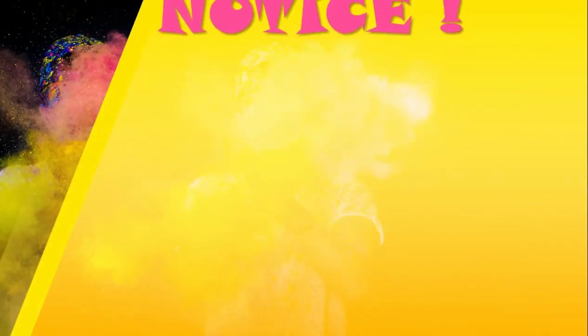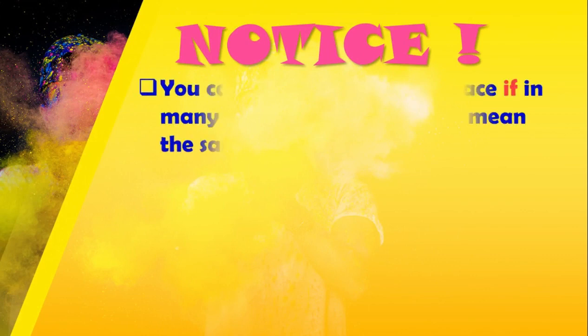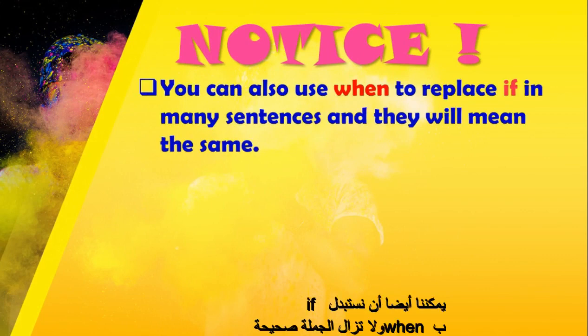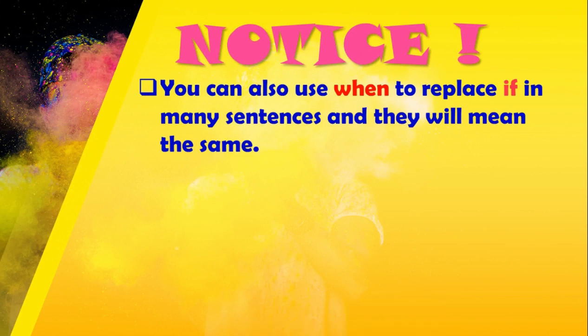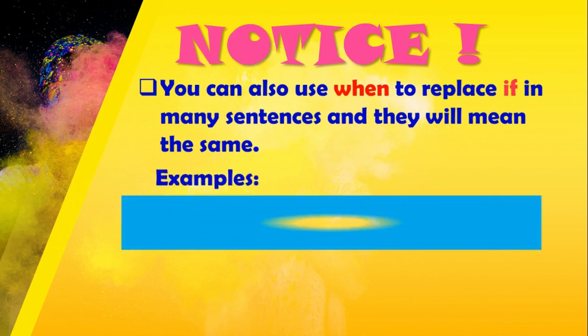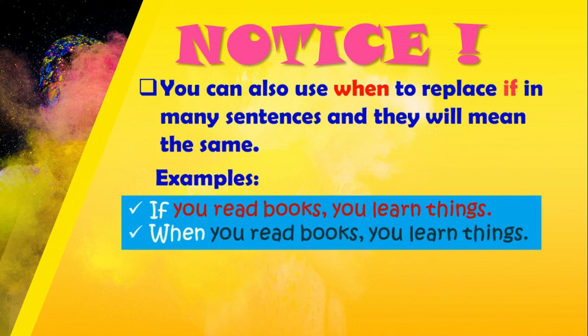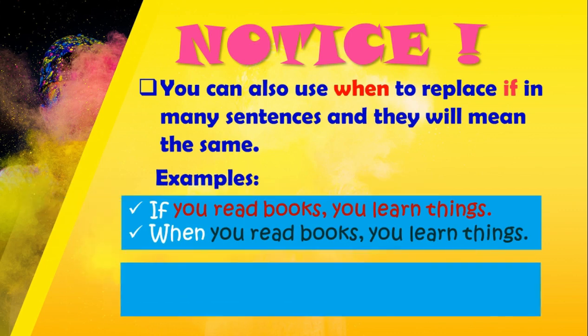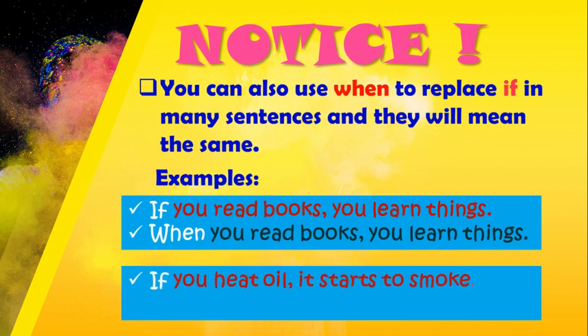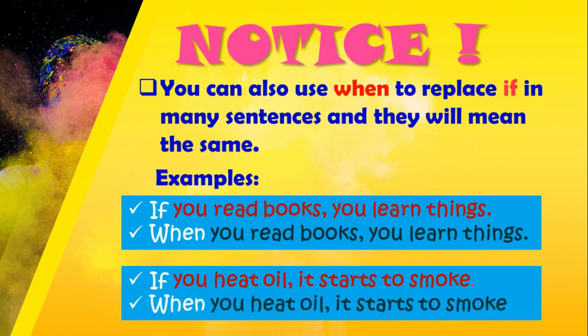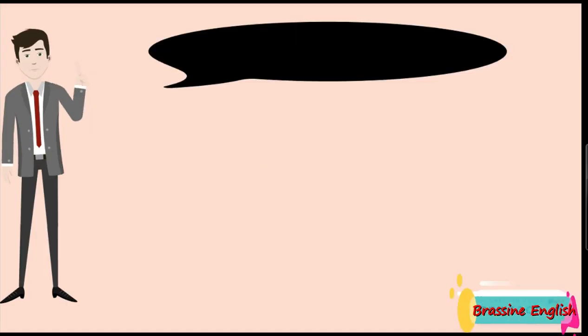Notice also that we can use when instead of if in many sentences and the meaning still is the same. For example, if you read books, you learn things. We can also say, when you read books, you learn things. Another example, if you heat oil, it starts to smoke. You can also say, when you heat oil, it starts to smoke.